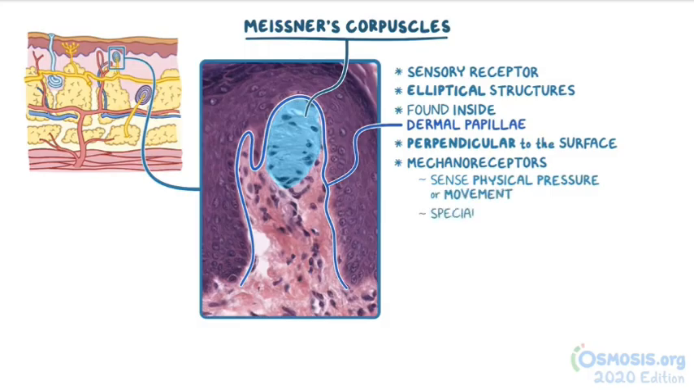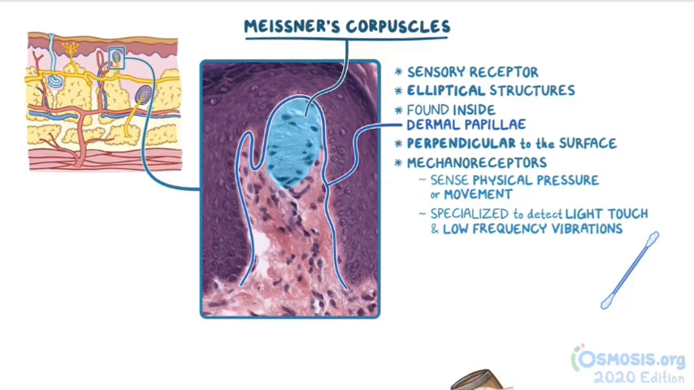But they're also specialized to detect light touch and low-frequency vibrations better than the mechanoreceptors found in deeper layers of the dermis. When textured objects are moved across the skin, they create the low-frequency vibrations that are detected by Meissner's corpuscles.